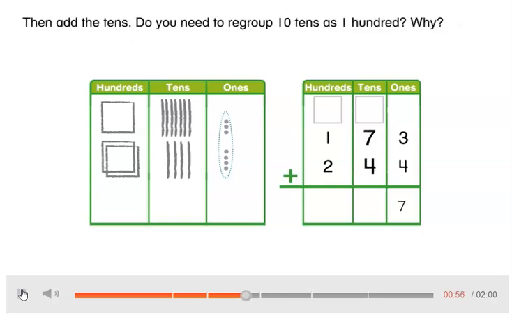Then add the tens. Do you need to regroup 10 tens as 100? Why?